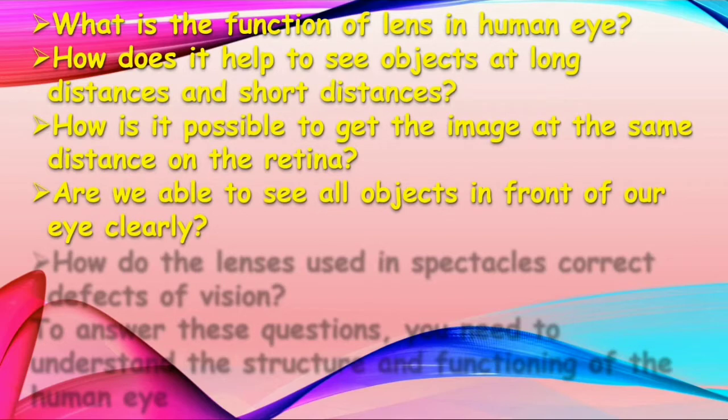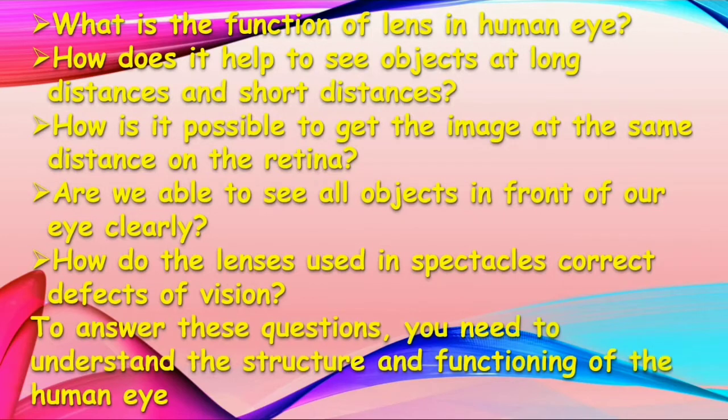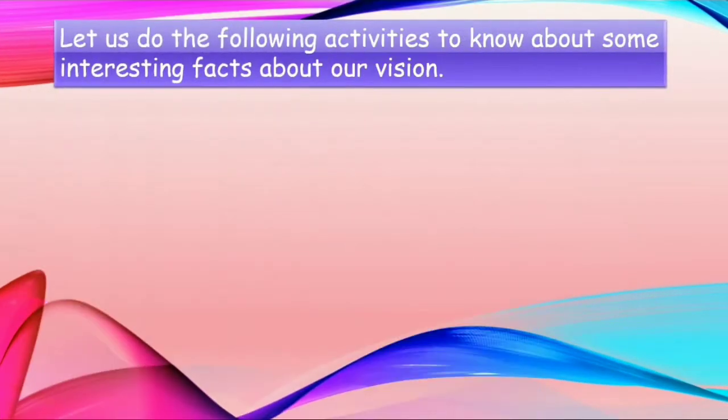Are we able to see all objects in front of our eye clearly? How do the lenses used in spectacles correct the defects of vision? So to answer all the above questions, you need to understand the structure and functioning of the human eye. Let us do the following activities to know about some interesting things about our vision.